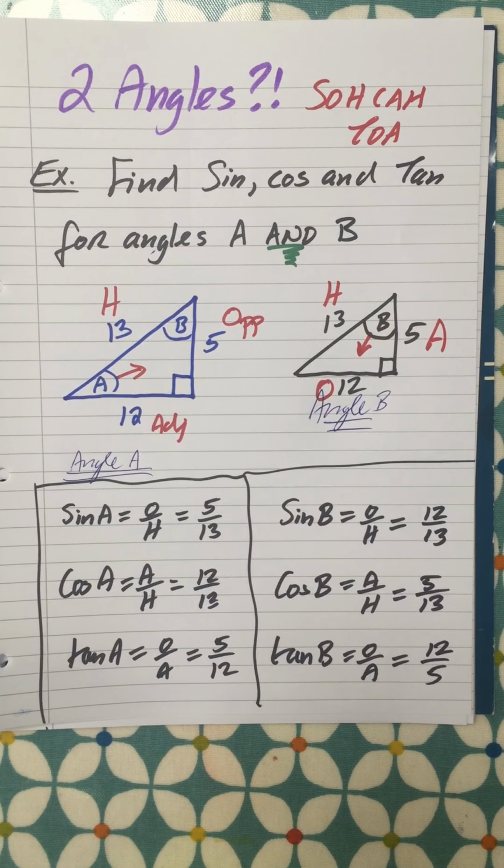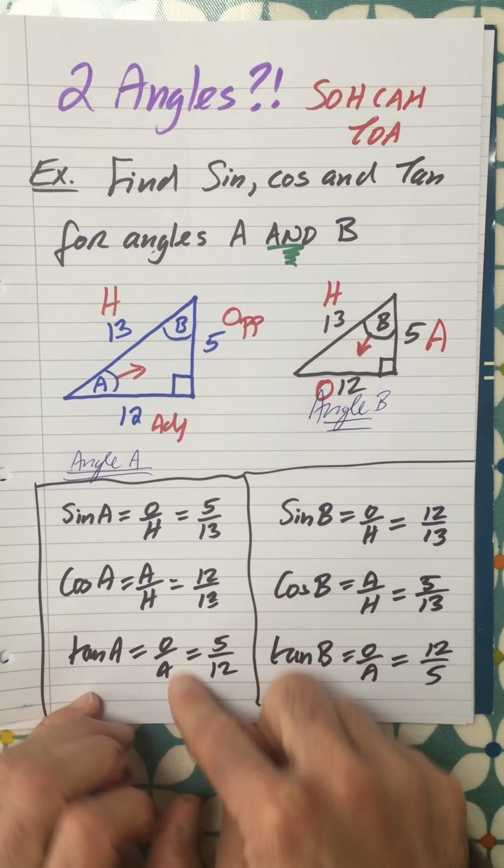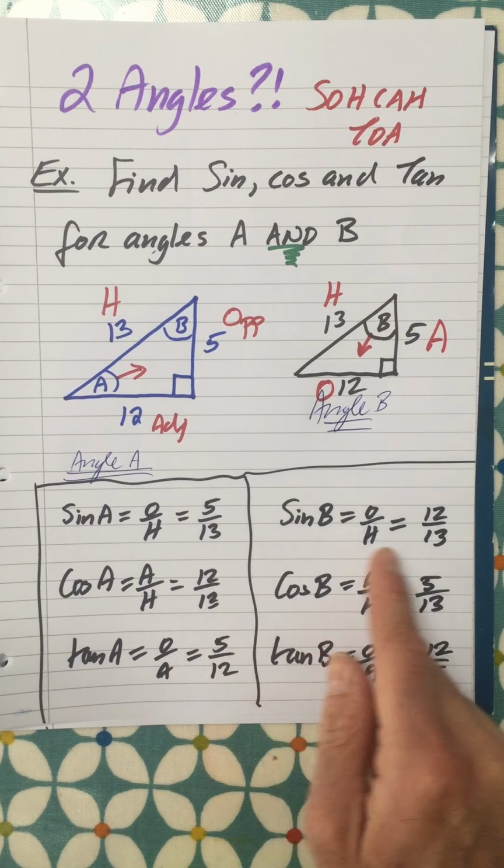So the main idea of this video is not about this. It's about just being able to draw the two pictures and write out what sine, cos and tan are for each. And I'm happy if you can do that. However, if you get a chance to think about it, just look at this pattern.